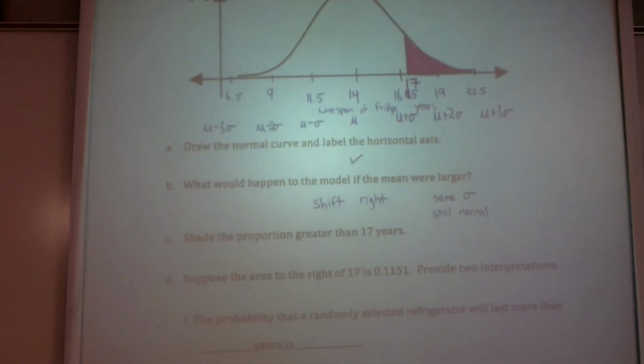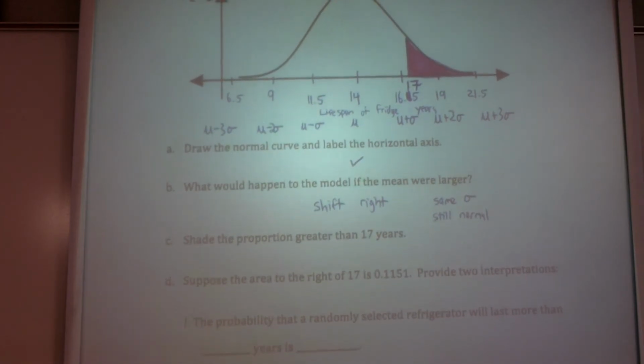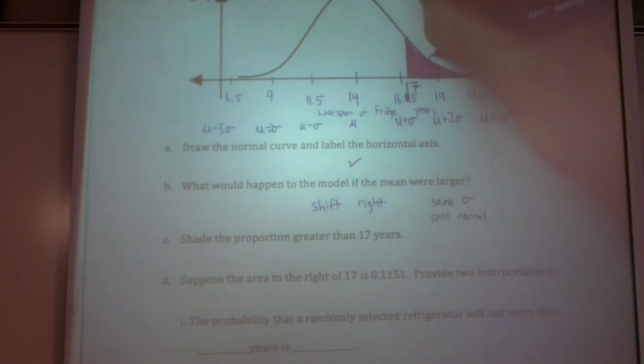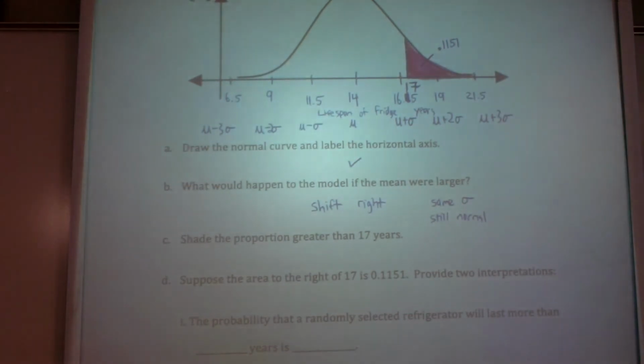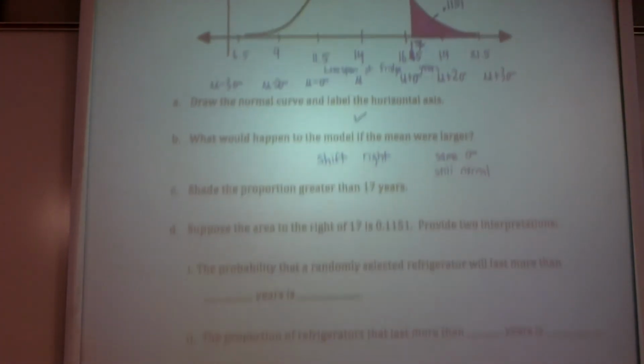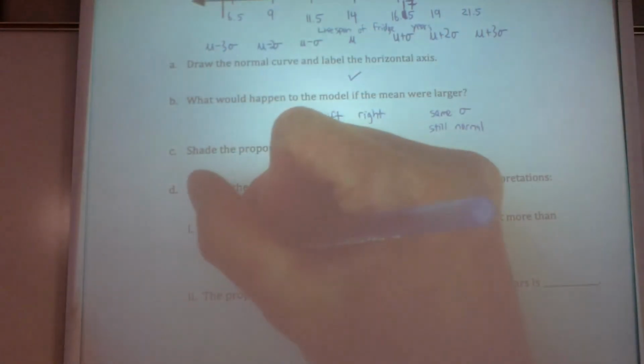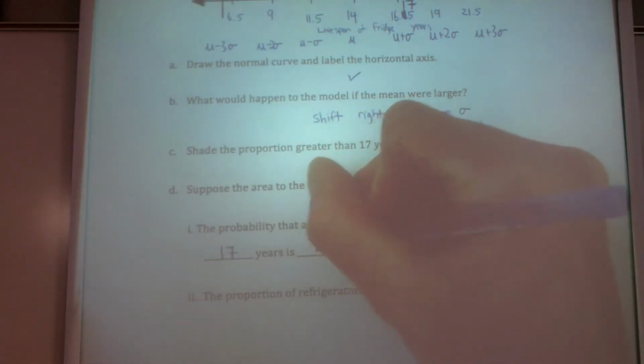Alright, well, it actually tells us here, if you look at part D, it says, suppose the area to the right of 17 is 0.1151. So the area all adds up to 1, or 100%, but the area to the right of 17 is 0.1151. What does that mean? Well, we're going to fill this in here. The probability that a randomly selected refrigerator will last more than 17 years is 0.1151.